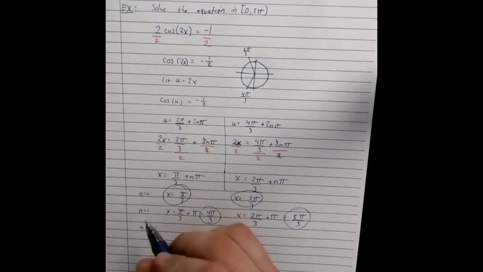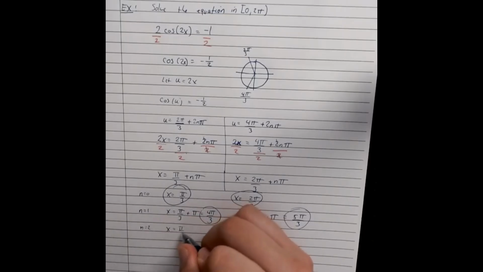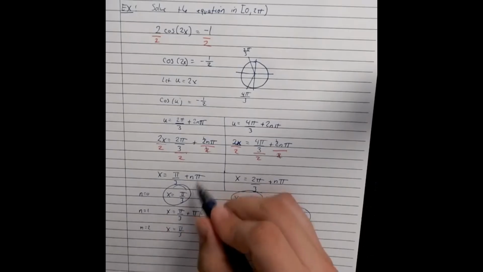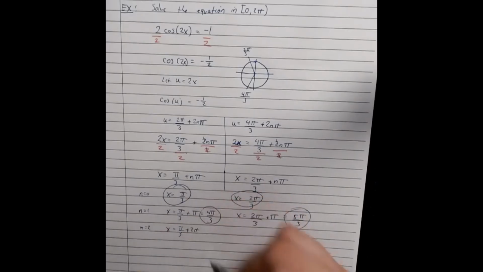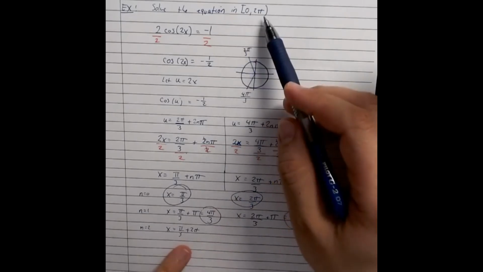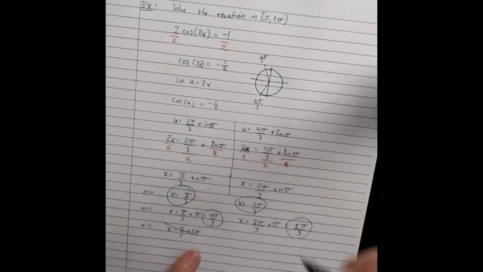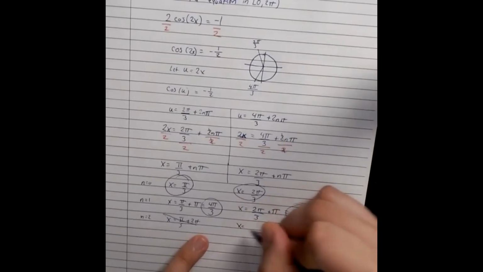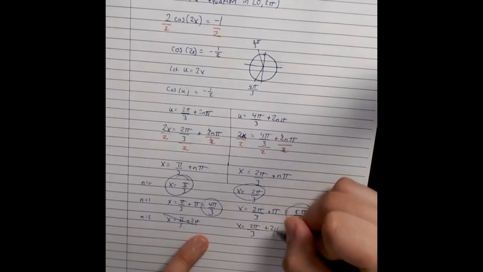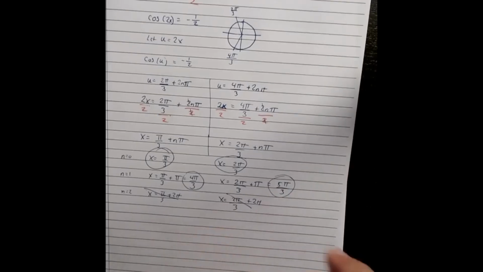If n is equal to 2, that's going to be x equals pi over 3 plus 2 times pi, so 2 pi. Oh, but that's already too big because we want something between 0 and 2 pi. This is 2 pi plus something, which is going to be bigger than 2 pi. So that one's not going to work. And same thing over here. x is equal to 2 pi over 3 plus 2 pi, and again, that's 2 pi plus something. That's going to be too big, so that's going to stop working.